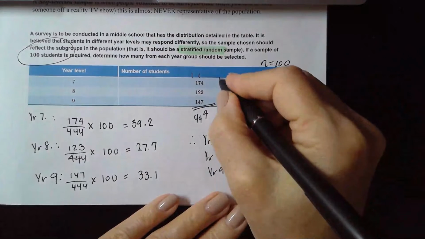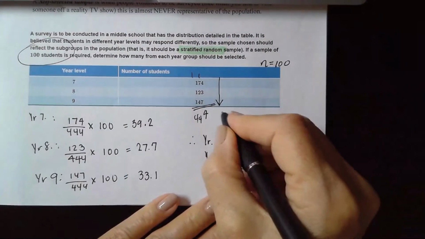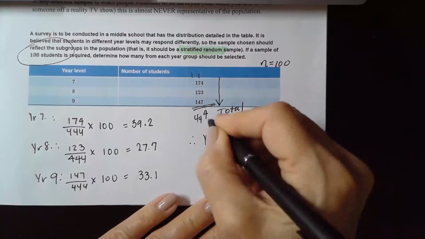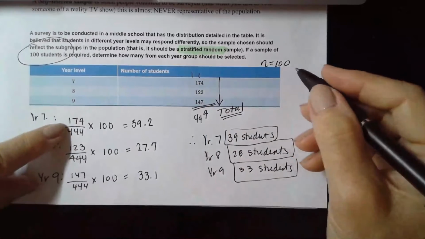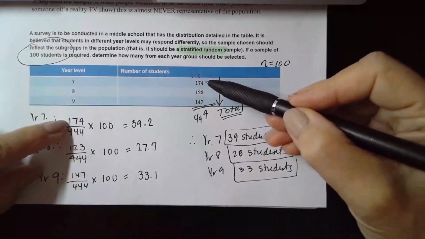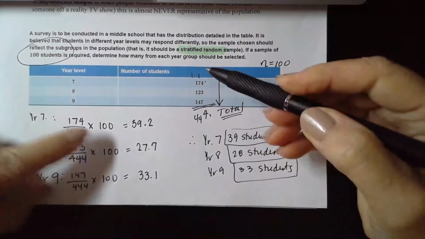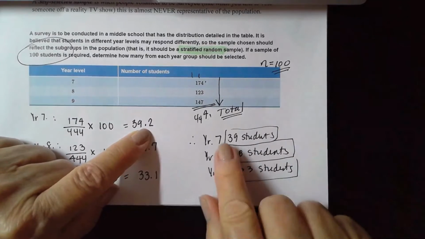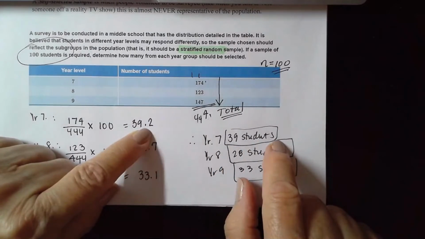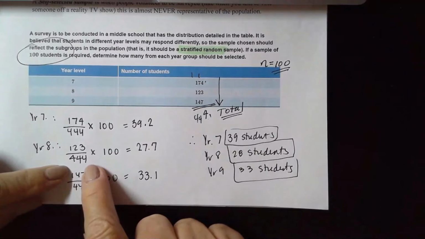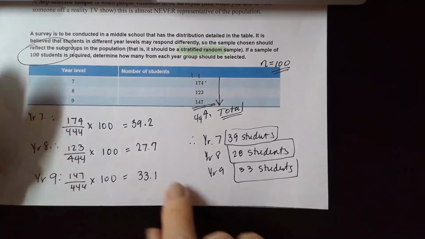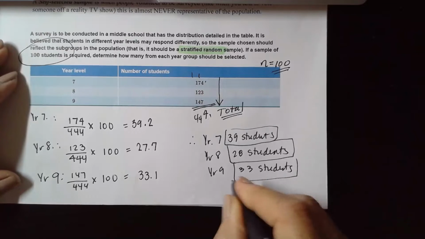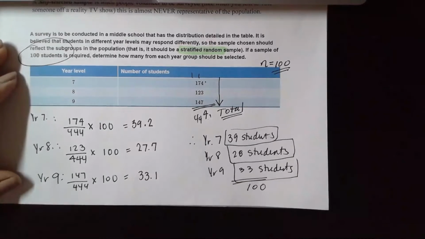The next thing you need to do is add up all the kids in those year groups. This is the total of all the kids in each year group. Then I set up a little proportion. So for year 7, 174 students over the total, and I multiply by 100, the N students, and I get 39.2. So in year 7, there should be 39 students. Likewise, the same thing happens for year 8 and year 9. I can't have a decimal number of students, so I round them off, and I just make sure at the end that when I add them all up, I get my 100 students.